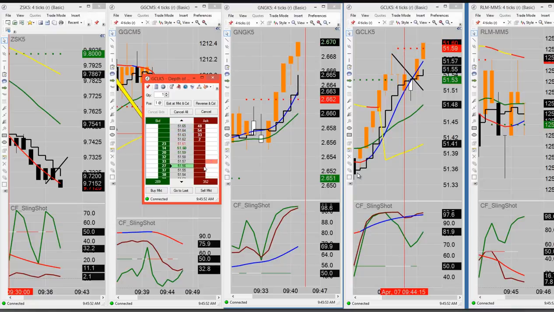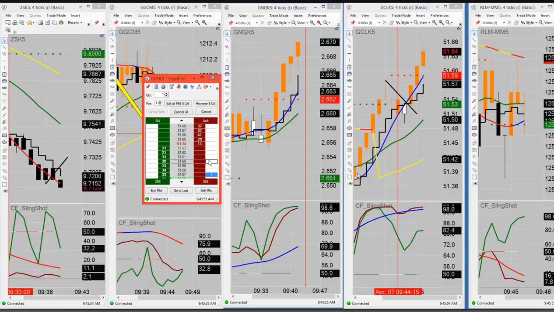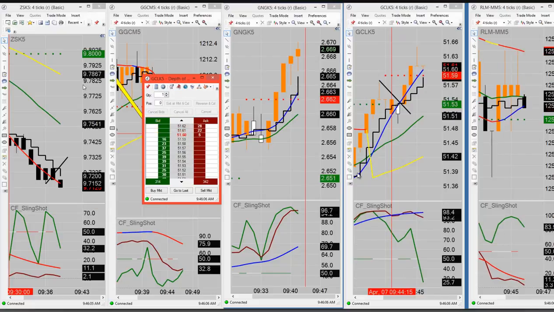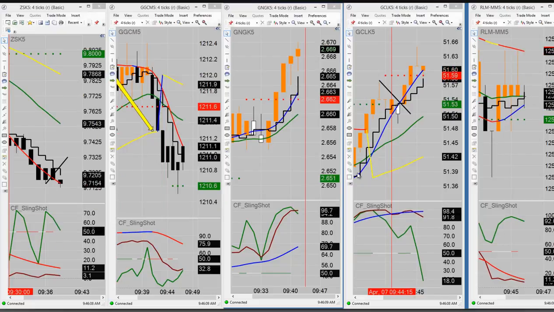Gonna lock in one tick on that. Okay. Gonna lock in 4 ticks. We'll see where it goes. All right, 4 ticks profit on the crude oil.